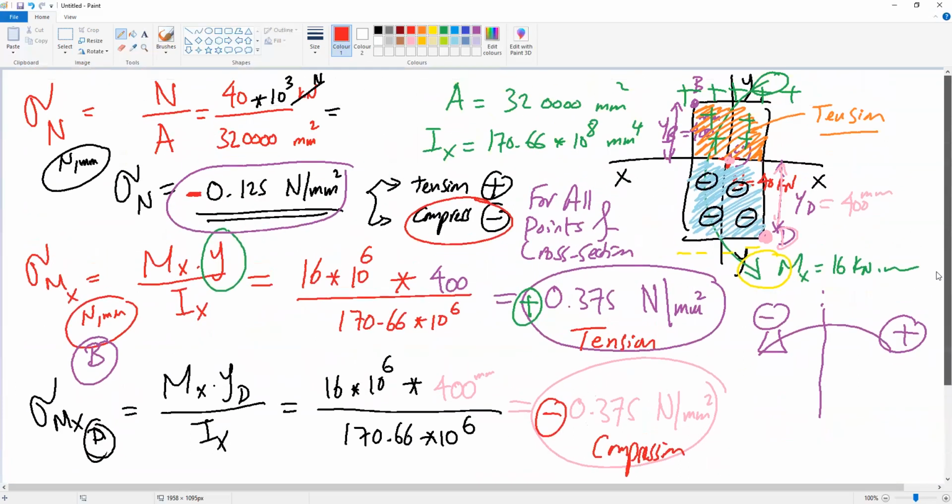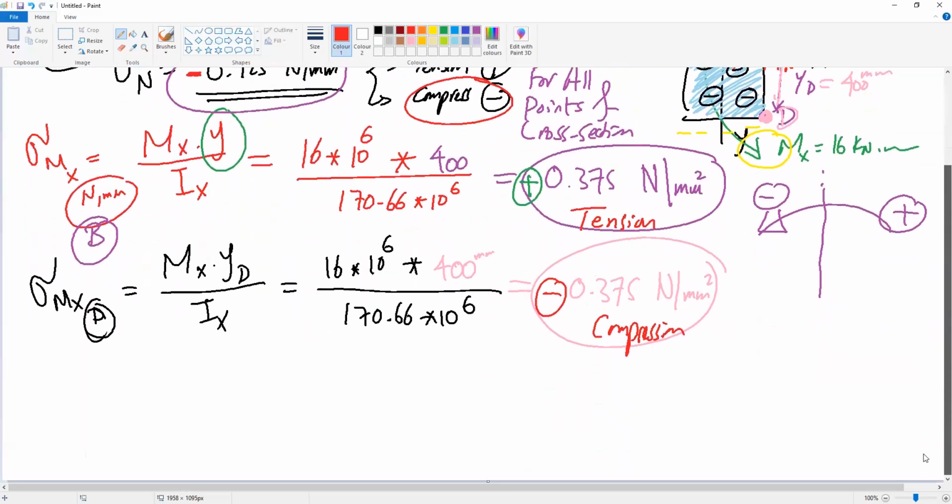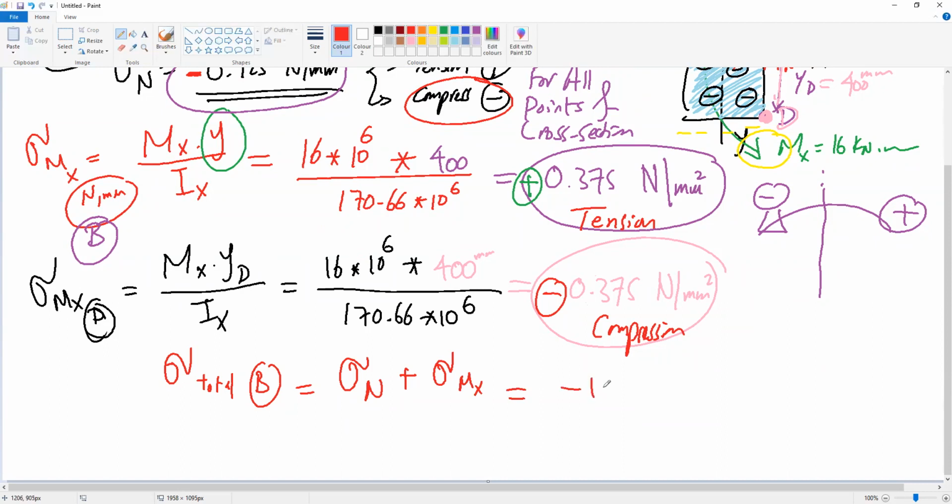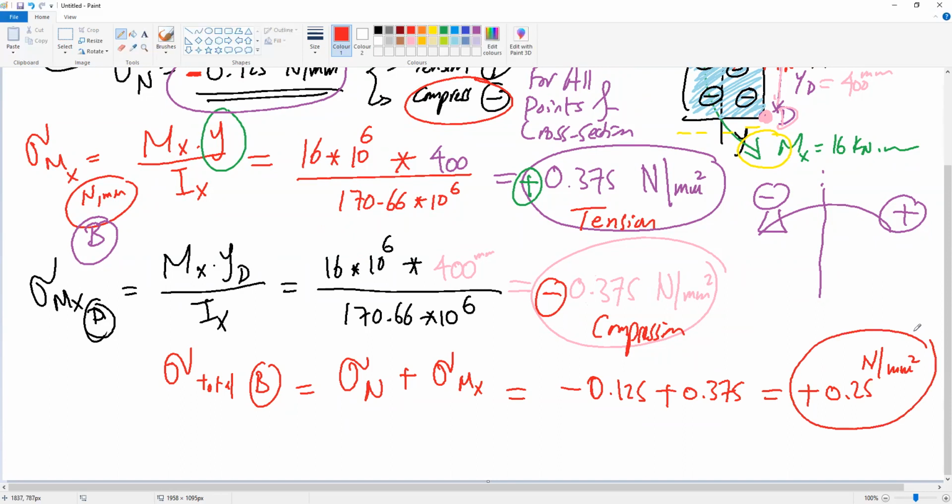So now we find sigma n and sigma mx at B, sigma mx at D. If we calculate sigma total at B, sigma total at B will be sigma n plus sigma mx at B. So it will be negative 1.125 plus 0.375. This will give us plus, or tension, 0.25 Newton per millimeter square. So the stress at point B equals 0.25 tension.